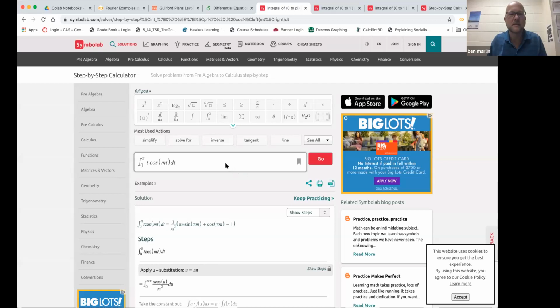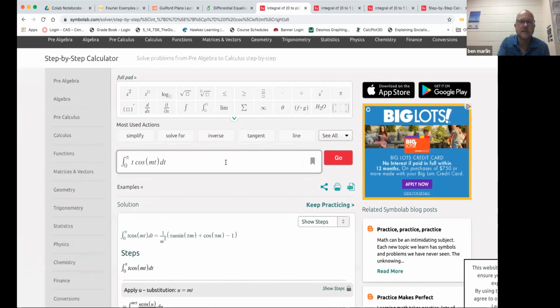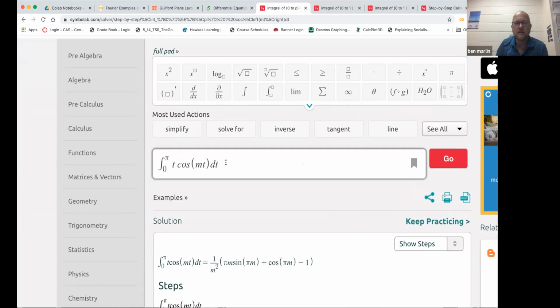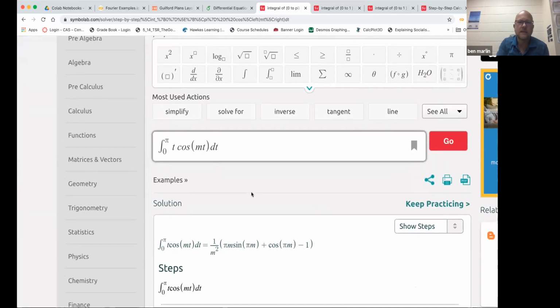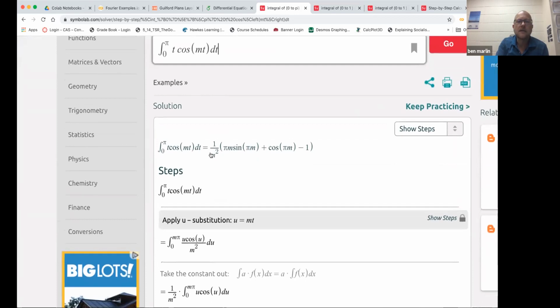Let me stop share and reshare. Somebody told me one day that this does not always switch windows when you expect it to. All right, so I had to integrate t cosine mt from 0 to pi, and I am not a masochist, so I just went over to Symbolab and typed it in and said, boom, what do you get? And Symbolab gives me this here, all right?